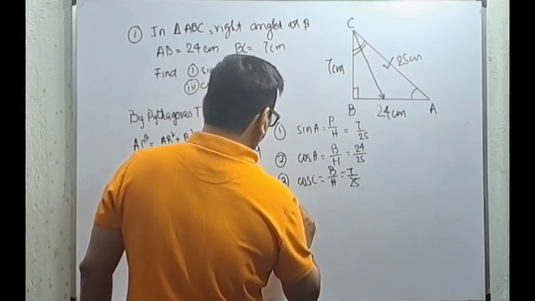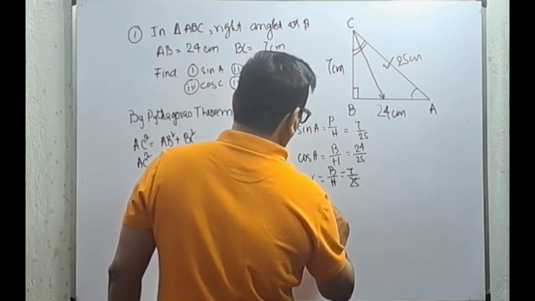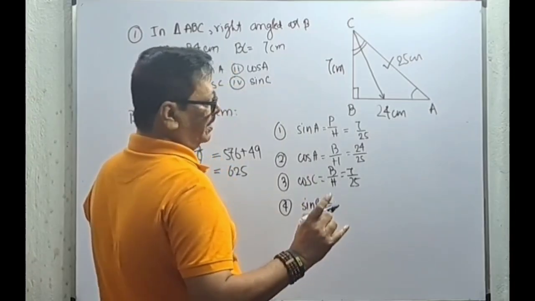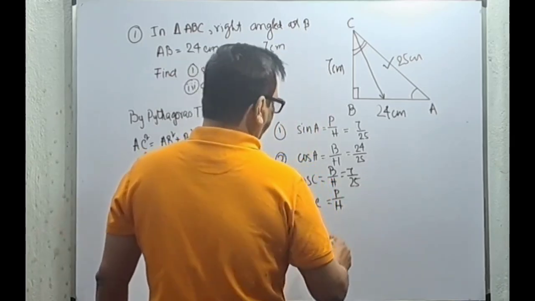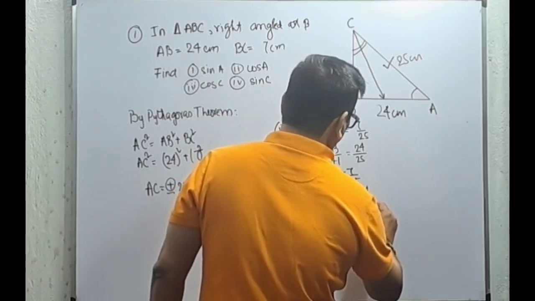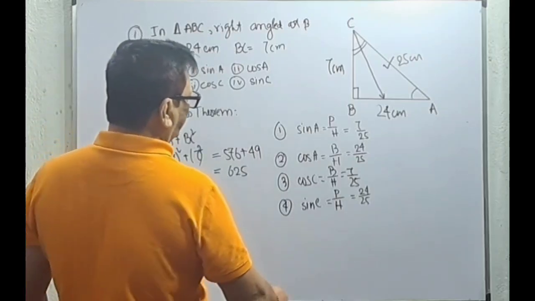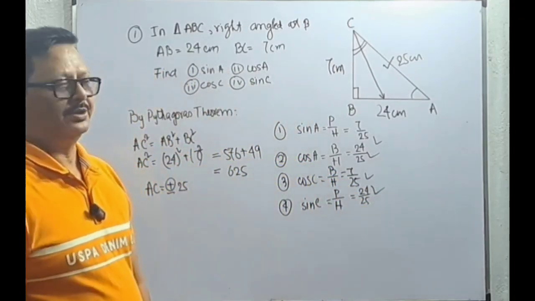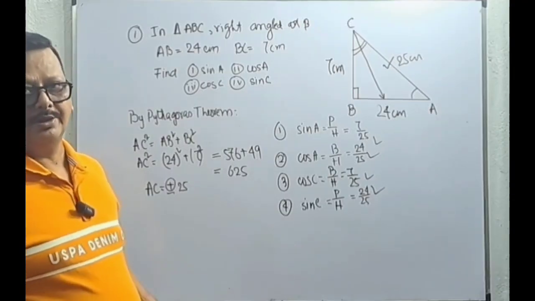And then number 4, sin C is some people have, perpendicular by hypotenuse, which is 24 by 25. Am I correct? Yeah. So these are the answers, so as far as the first sum, this goes well. Any questions? Okay, we move on to our next problem.